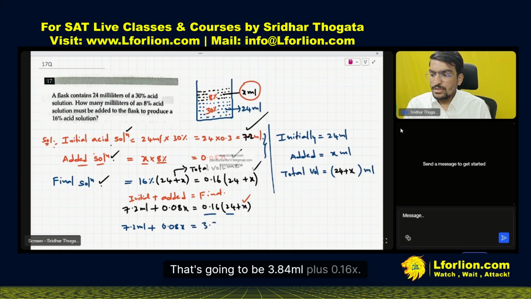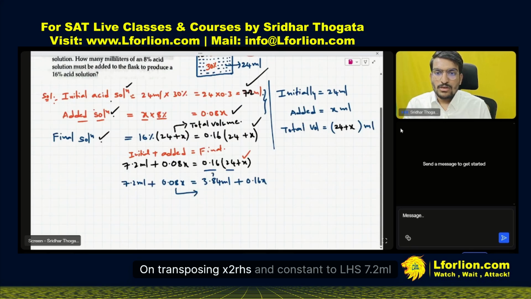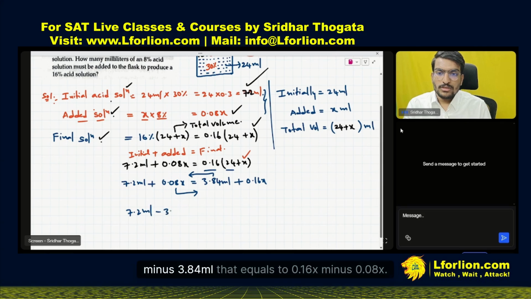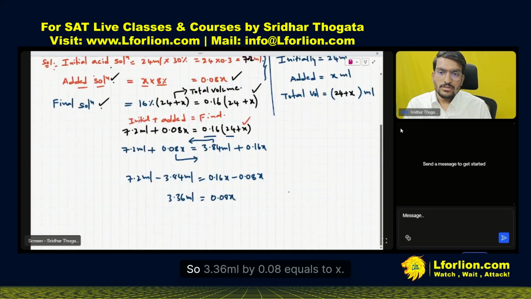That's going to be 3.84 ml plus 0.16x. Transposing x to the RHS and the constant to the LHS: 7.2 ml minus 3.84 ml equals 0.16x minus 0.08x. So 7.2 minus 3.84 is 3.36 ml, that equals 0.08x after subtraction. So 3.36 ml by 0.08 equals x.